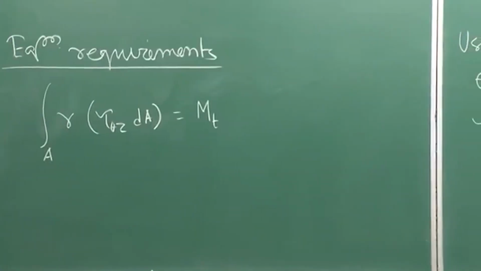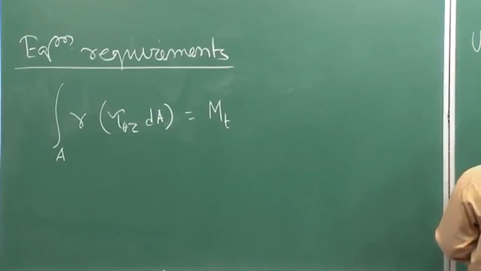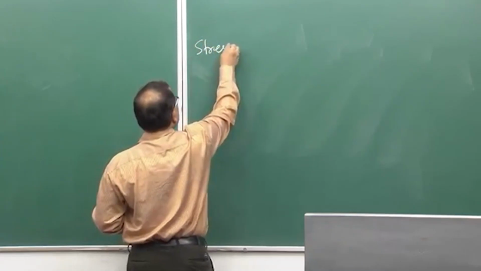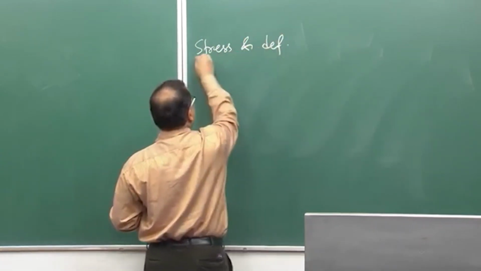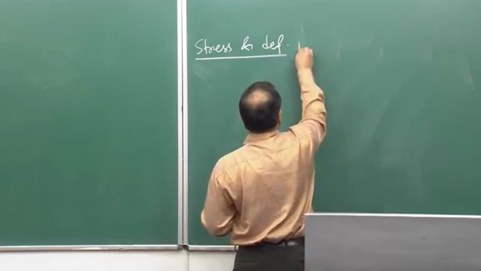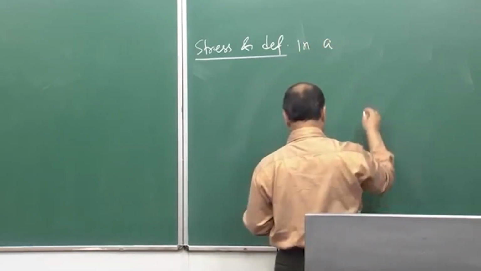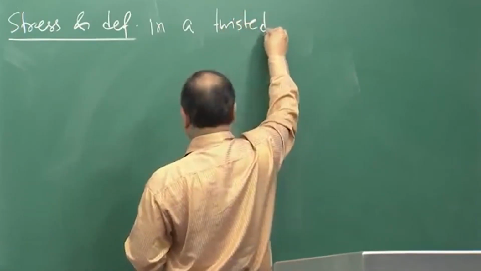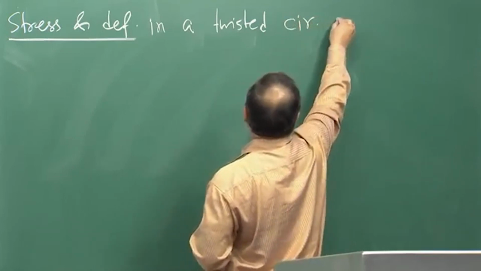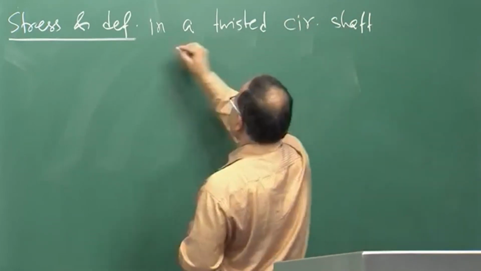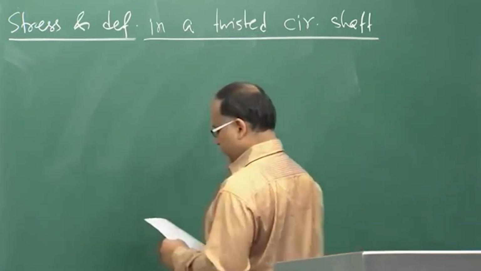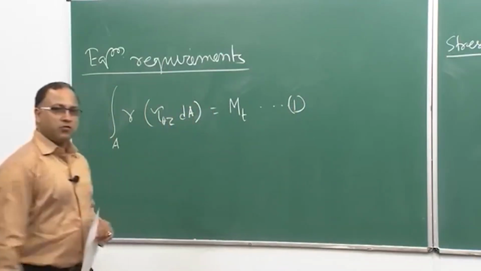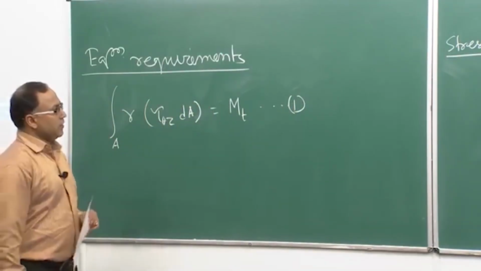Now, we are going to develop the stress and deformation relation in a twisted circular shaft. This I am calling equation 1. Please stick to the equation number, we will be referring to this equation number subsequently.